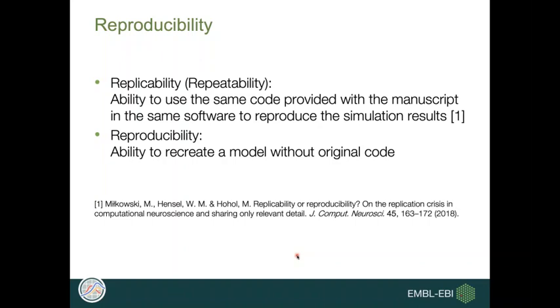Replicability is the ability to use the same code provided in the manuscript, using the same software, to reproduce the simulation results shown in the paper. So you use everything provided by the manuscript. That's replicability, also called repeatability. But reproducibility is different. It's the ability to recreate a model without the original code. So basically, you have the mathematical equations, and you should be able to reproduce the model from scratch and run it.